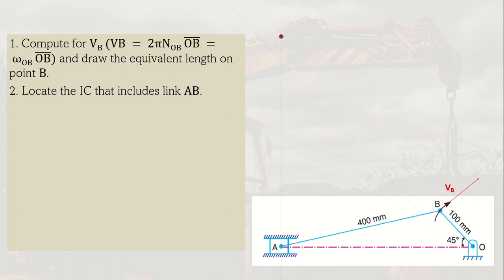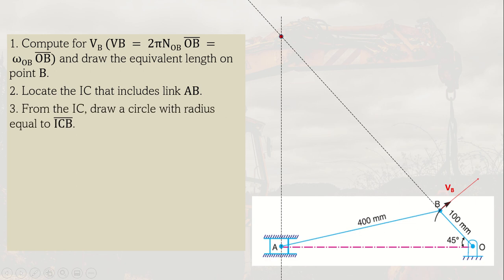So that is the IC. So it includes the link AB. So it should include the link that you wanted to get the angular velocity. Since we wanted to get the angular velocity of crank AB, we need to get the IC that includes, so not just the random IC, but the IC that includes the link of concern. And then you draw a circle with radius equal to ICB. So that is a circle.